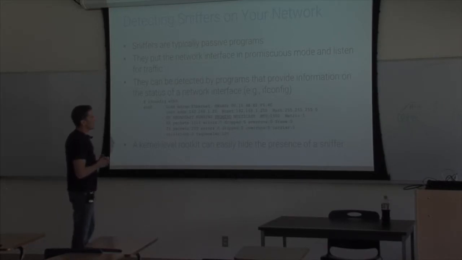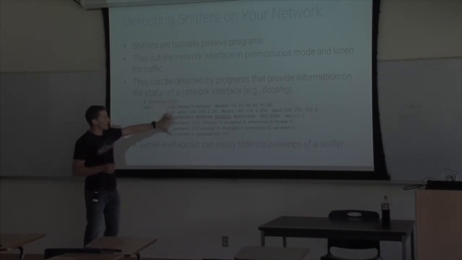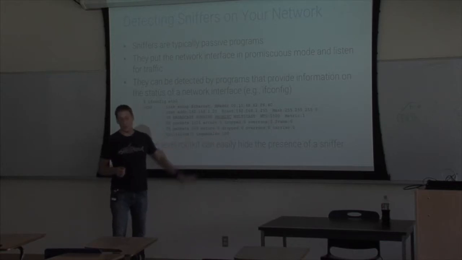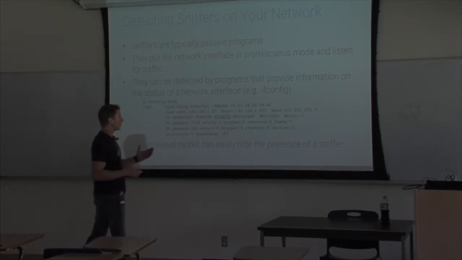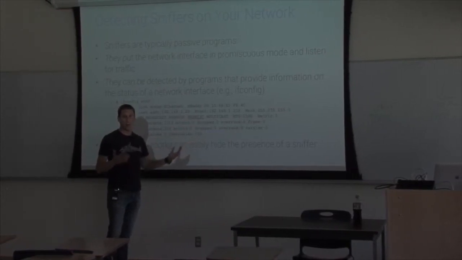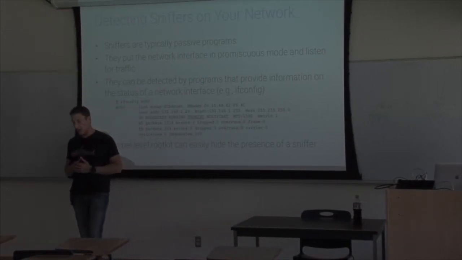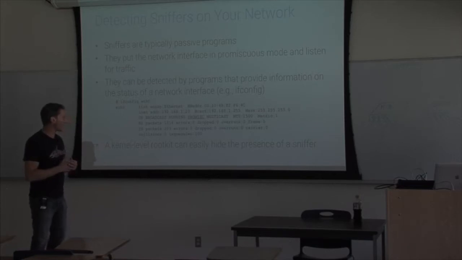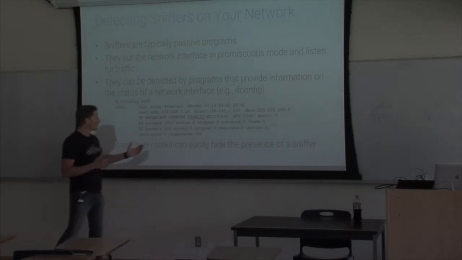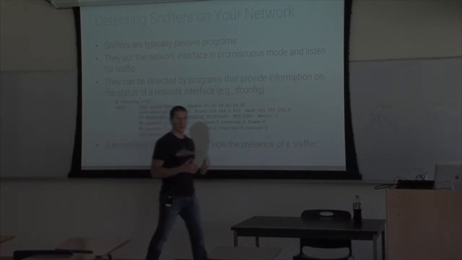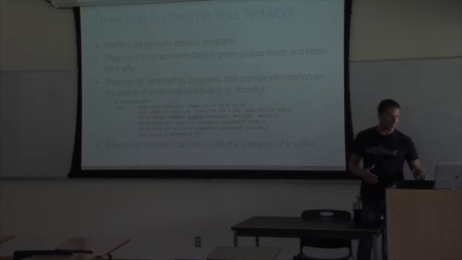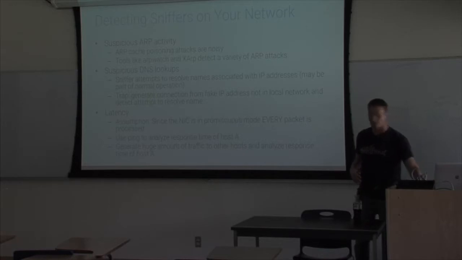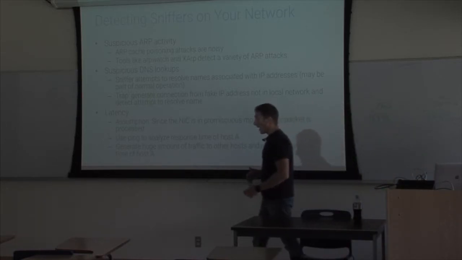Of course, if you're on the same host and you look at the specification of the network interface, you can notice that a flag called the promiscuous flag is set. That would be an indication that somebody on the host is actually sniffing traffic. But of course, if you have kernel level access, you can easily create a rootkit that would prevent that flag from being displayed.